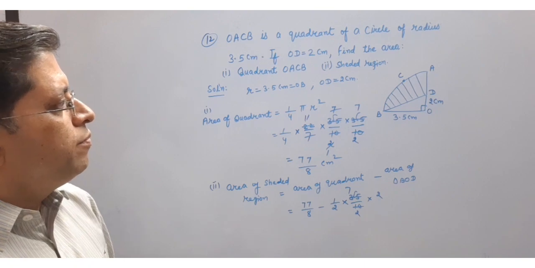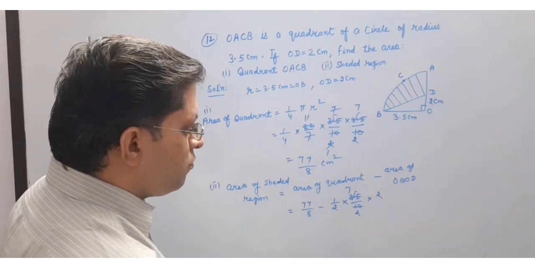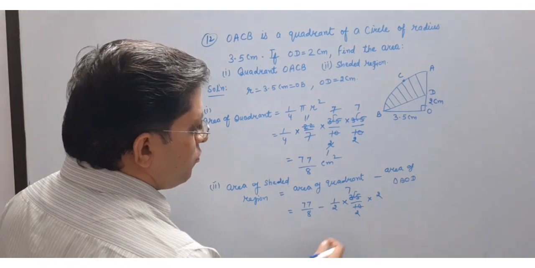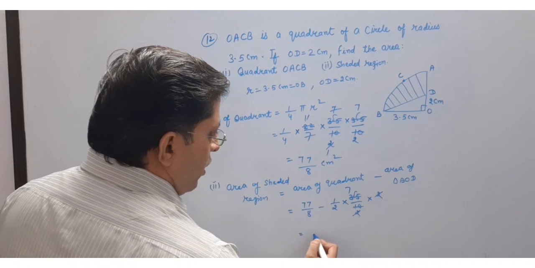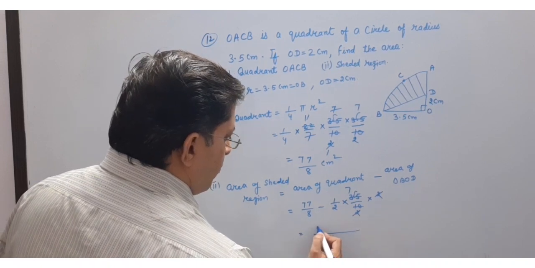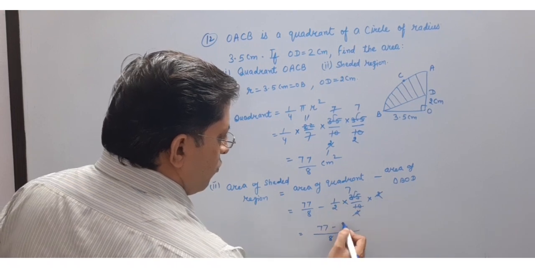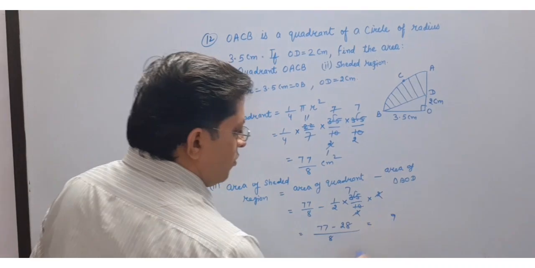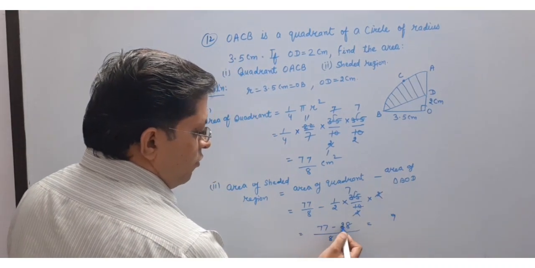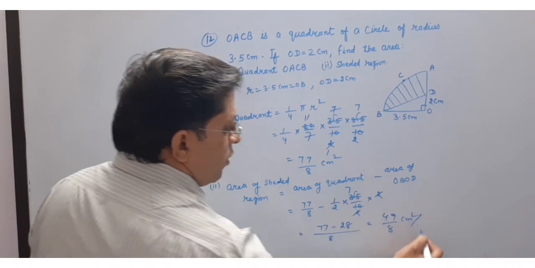Okay. Then you can cut this, 2 2 2 you can cut. Take LCM 8. 77 minus 2 4s are 8, 7 4s are 28. 17 minus 8 is 9. 6 minus 2 is 4 centimeter square.